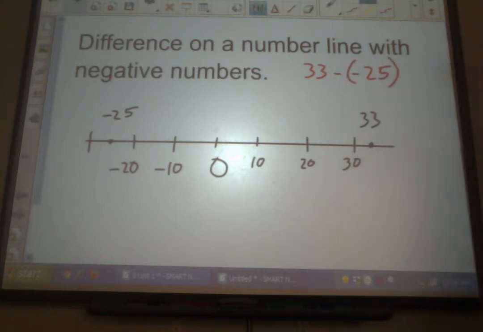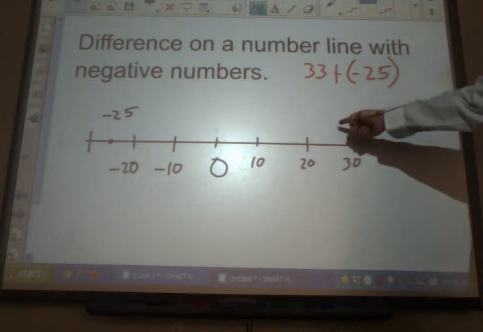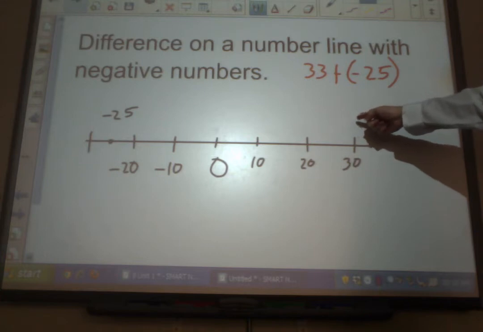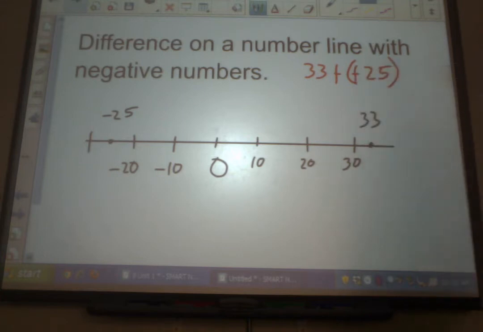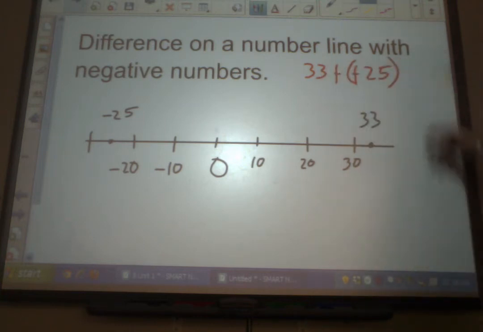The only tricky thing here is we've got to remember that when we're subtracting negative numbers, we need to keep, change, or add the opposite. So we're going to keep the 33 the way it is. We're going to change the subtraction sign to addition. And we're going to change the negative 25 to positive 25. And now we have a simple addition problem. 33 plus 25. We solve that real quick, and we see that the difference, or the distance between them, is 58.